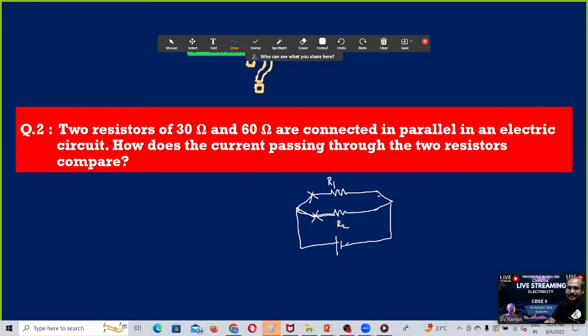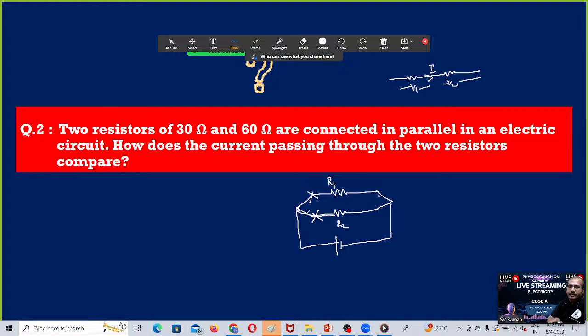V is the same. That is the reason, as the student asked, V will be the same in a parallel connection. If it is in a series connection, what happens? Here current will be the same, but potential will be V1 and V2. So that is the reason V will be the same in parallel. Hope my answer is satisfying your question.